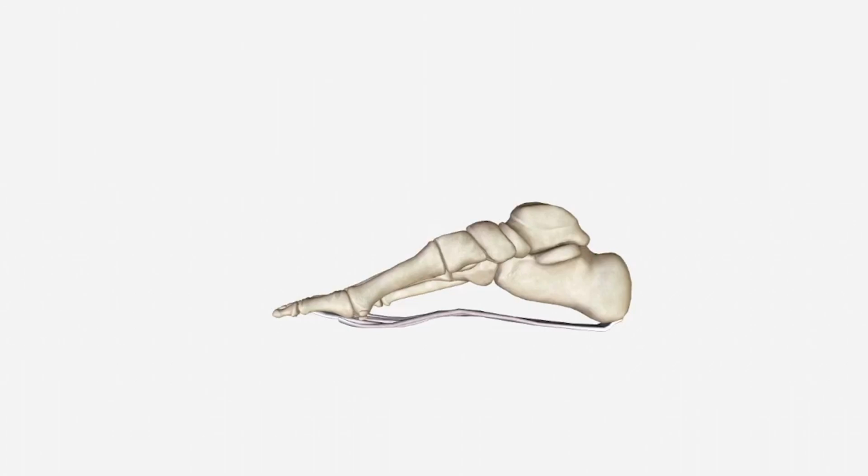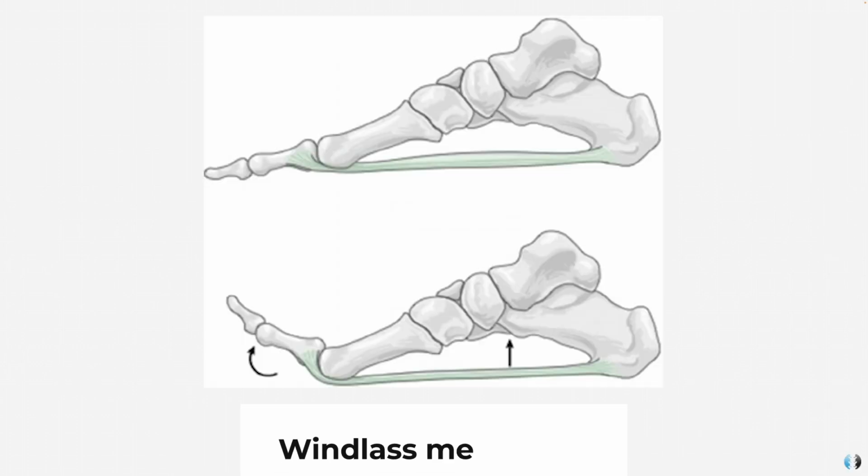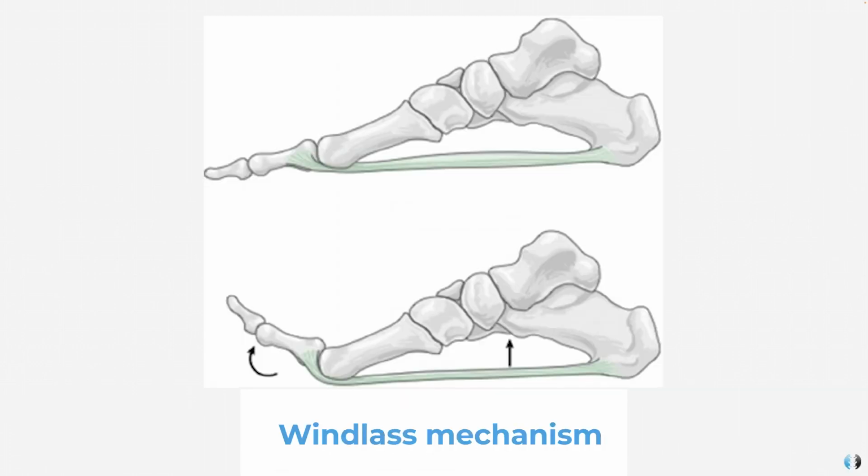Its main role is to maintain the longitudinal or medial arch of the foot through what we call the windlass mechanism. The idea being is that when we extend the first digits in particular, this tensions the plantar fascia. By tensioning the plantar fascia, it actually lifts the arch of the foot and acts as a propulsion mechanism during gait.